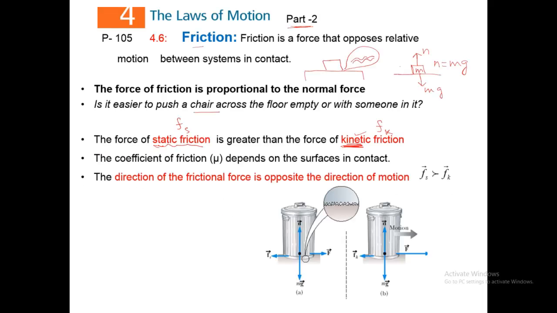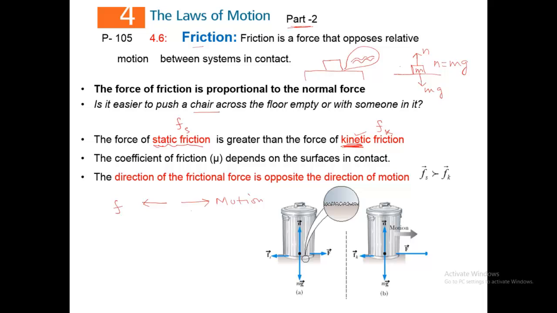The direction of frictional force is always opposite to the direction of motion. For example, if you are moving on the right side, this is the direction of motion, and the direction of the force of friction will be in the opposite direction.